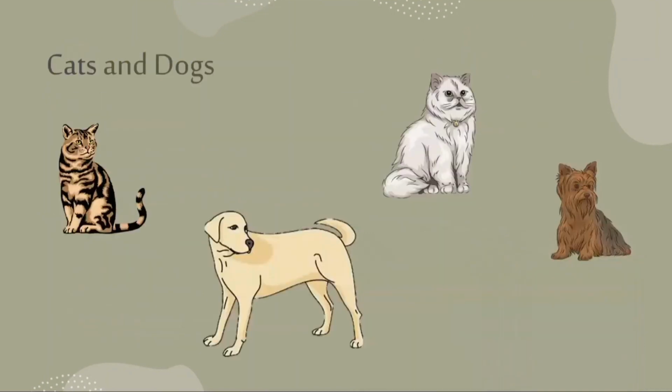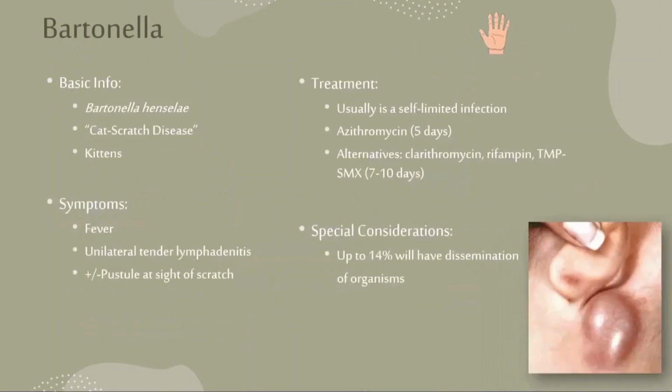So, all right. Those are the farm animals and petting zoo issues. The next is cats and dogs. These are the animals that offer more companionship, that are in your homes every single day. So Bartonella is the first one.